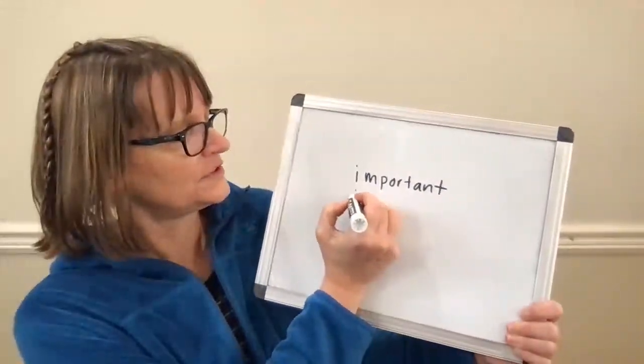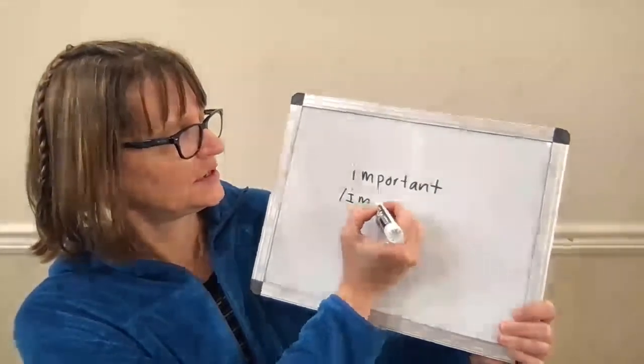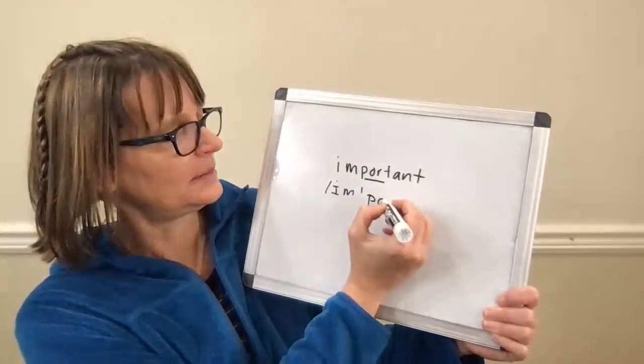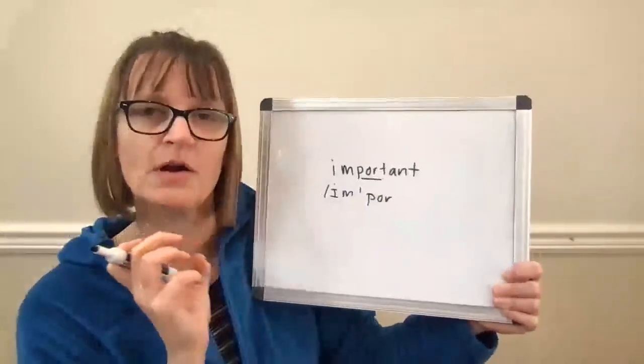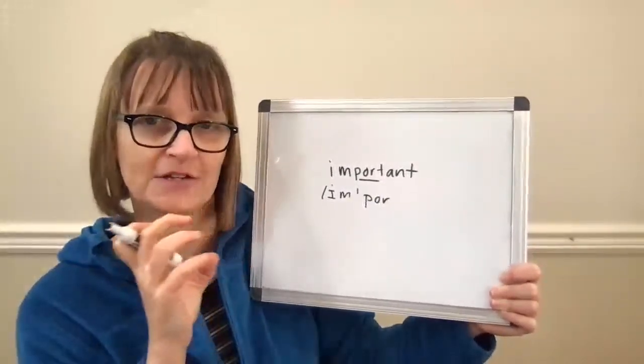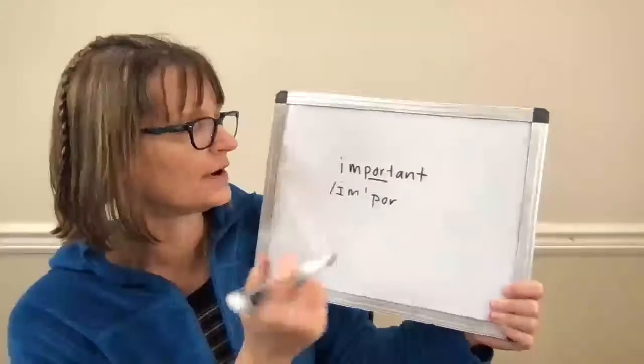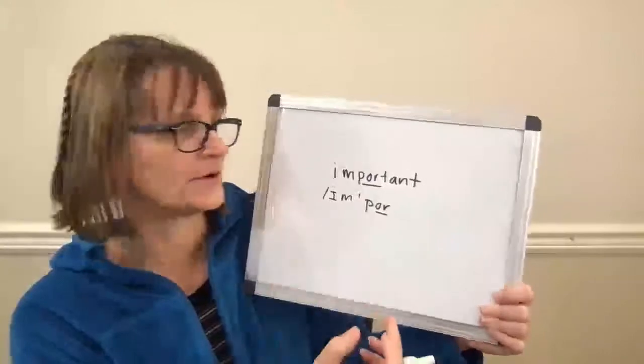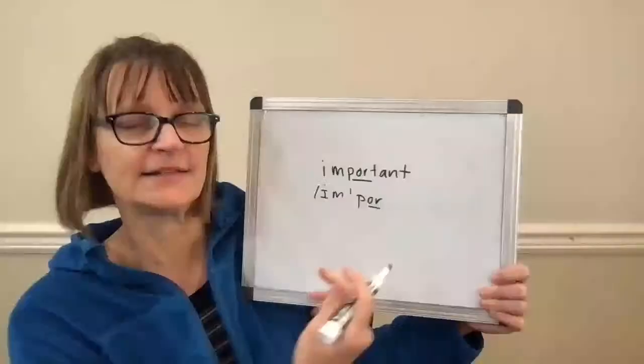So first syllable is unstressed, and then the stress is on the poor syllable. And then we have that or vowel. Just make sure that you're gliding into the tight back or. So I would build from the or, poor, important. And then we can say important.